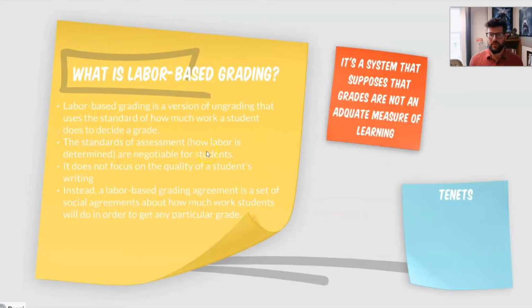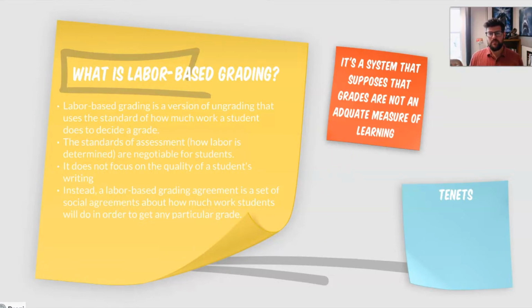So what is labor-based grading? Labor-based grading is a version of ungrading. It falls under the umbrella of ungrading that uses a standard of how much work a student does to decide a grade. The standards of assessment, which is basically how labor is determined, the definition of labor, all those things are negotiable for students in the process of crafting a labor-based grading course. It doesn't focus on the quality of a student's writing. Instead, a labor-based grading agreement is a set of social agreements about how much work students will have to do in order to get any particular grade in the course.